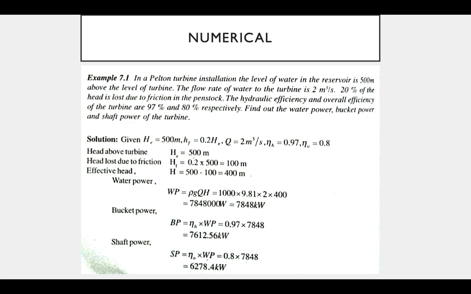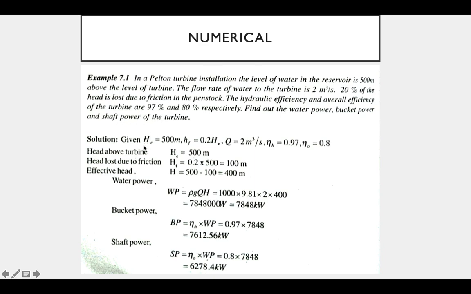Now a numerical on Pelton wheel turbine. In a Pelton turbine installation, the level of water in the reservoir is 500 meters above the level of the turbine. The flow rate of water to the turbine is 2 meter cube per second. 20% of the head is lost due to friction in the penstock. Hydraulic efficiency and overall efficiency of the turbine are 97% and 80% respectively. Find out the water power, bucket power, and shaft power of the turbine.